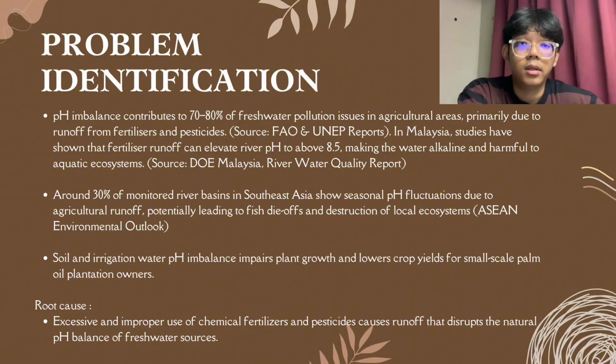When the soil and irrigation water are not in the right pH range, it will result in crop health drops, and for small-scale palm oil plantation owners, even a slight drop in productivity hits hard, especially when they don't have much margin for trial and error.